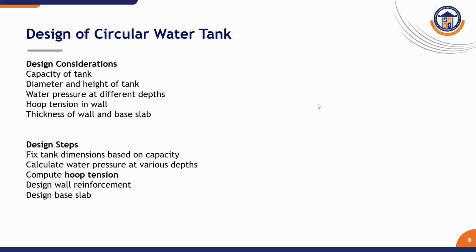Design considerations: the tank capacity has to be considered, diameter and height of the tank, water pressure at various depths, hoop tension in the wall, thickness of wall and the base slab. Some design steps for designing circular water tanks are: fix tank dimensions based on the capacity, calculate water pressure at various depths, compute hoop tension, design wall reinforcement, and design the base slab.